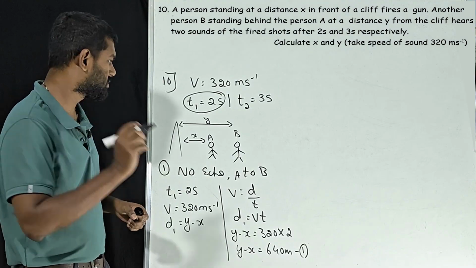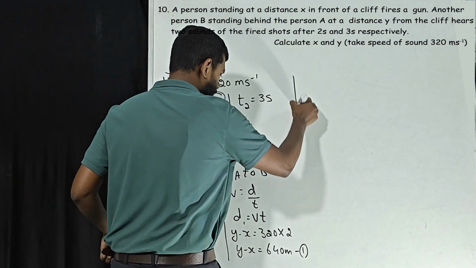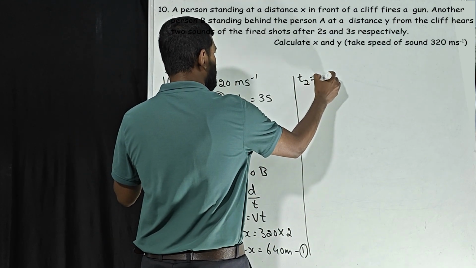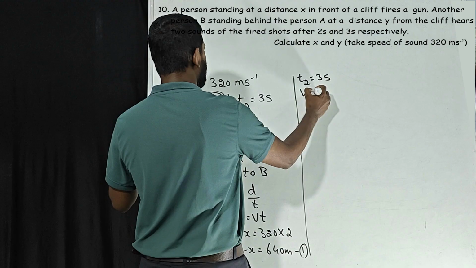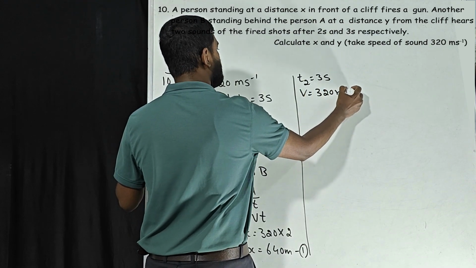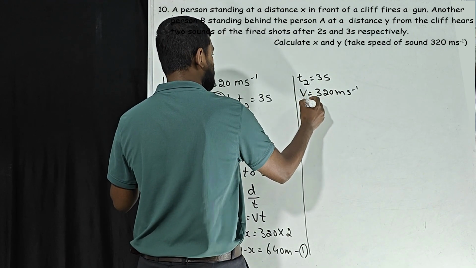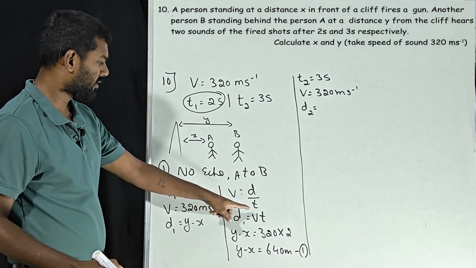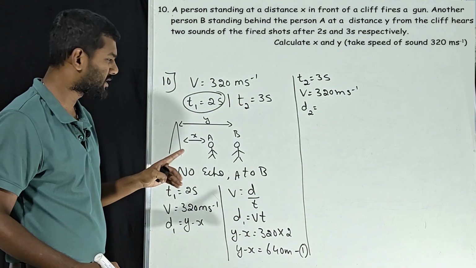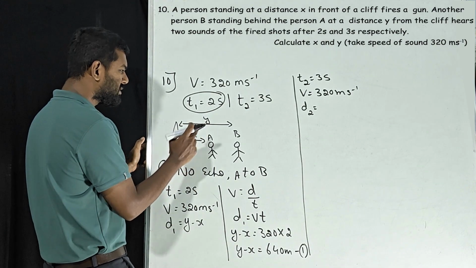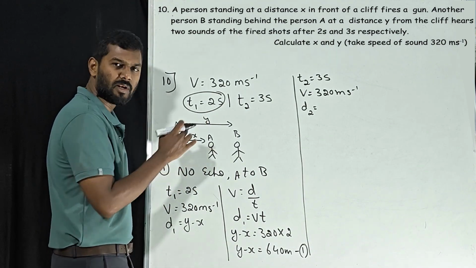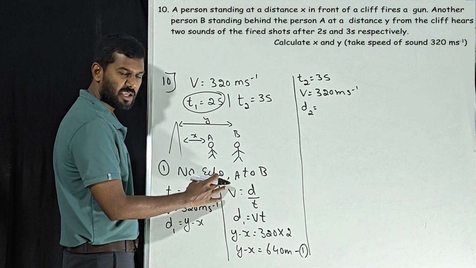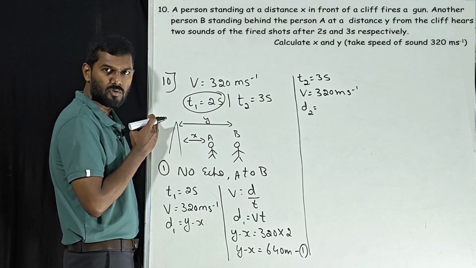Now we'll talk about case 2. So here, what is the time? That is t2, 3 seconds, then velocity is equal to 320 meter per second, and distance. So this is very much important. See, initially we have taken d1 for the first case, so we'll take d2 for the second case. So here what is the distance traveled? We know sound will travel in both directions: towards the right, that is the first case. Now sound is traveling towards the left.